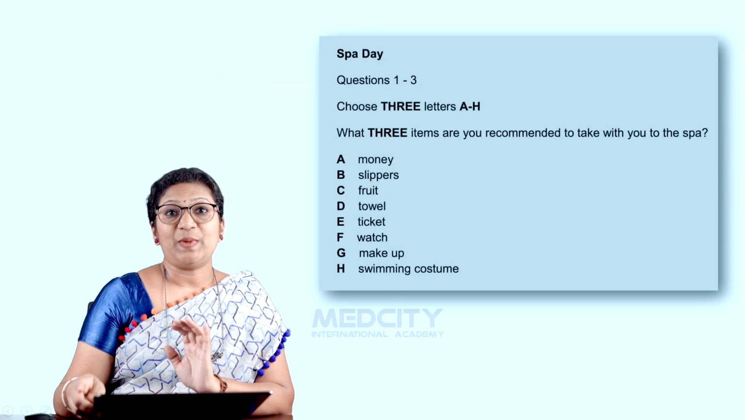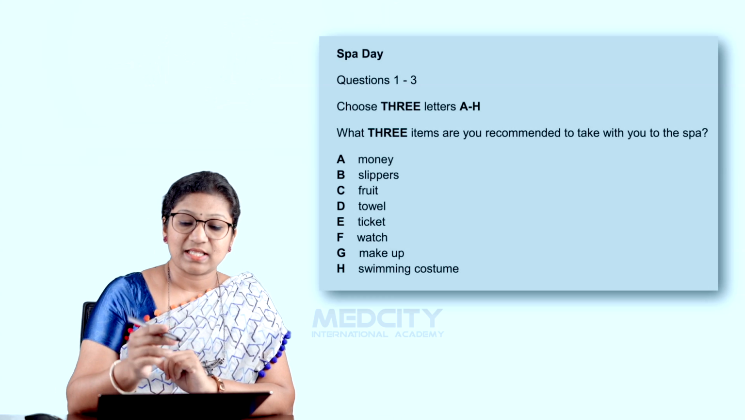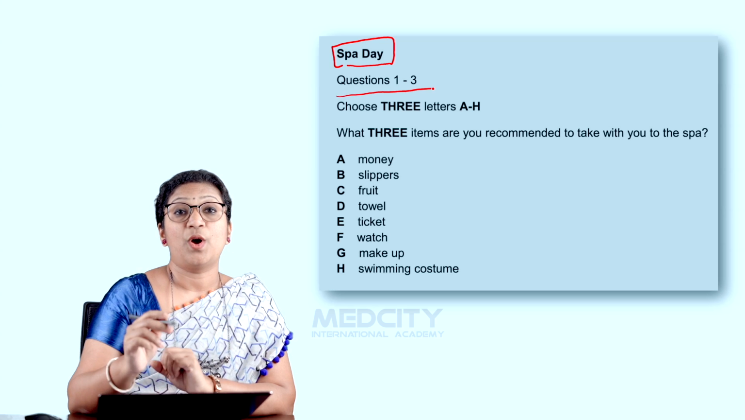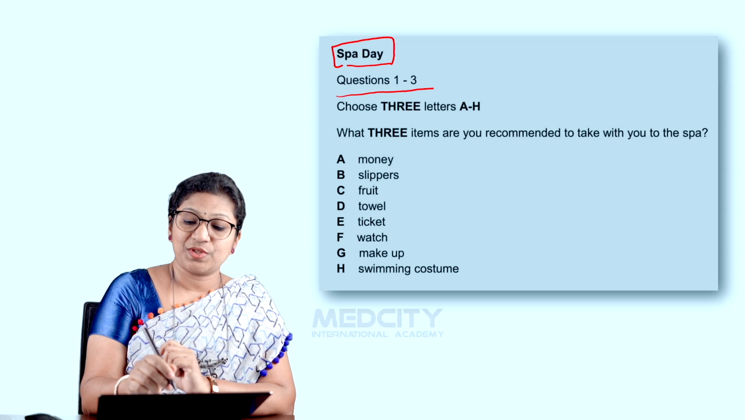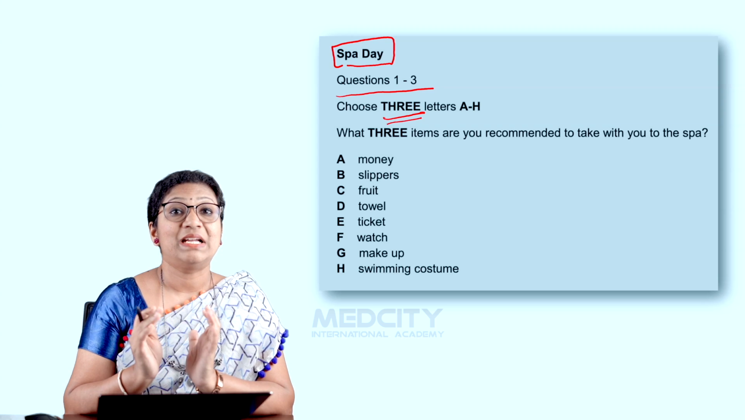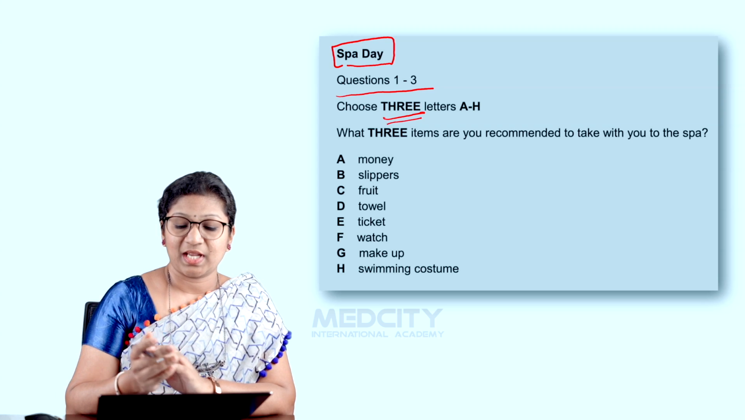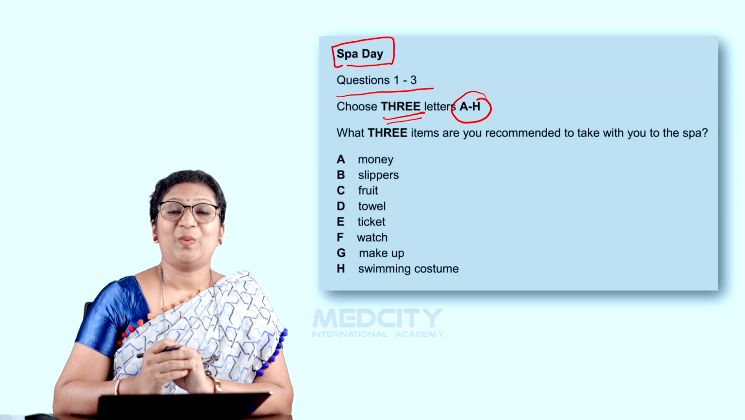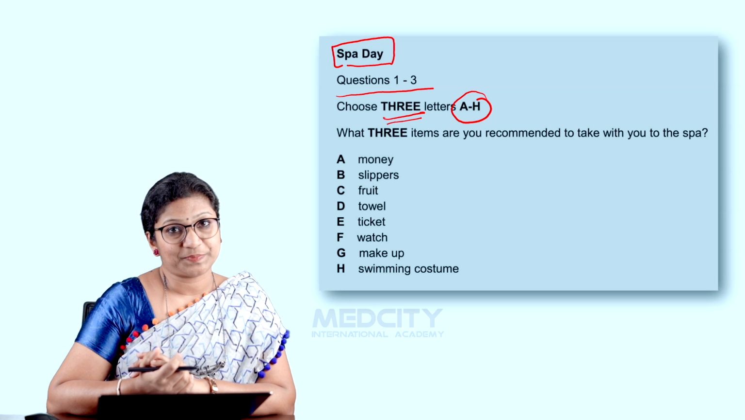Here on screen, we have a sample question. You can see that the title says Spa Day. We need to solve questions 1 to 3. The instruction says choose 3 letters, which means we have to choose 3 right answers from the list given here. And against the question numbers 1, 2, 3, we have to write down the right letter A to H.